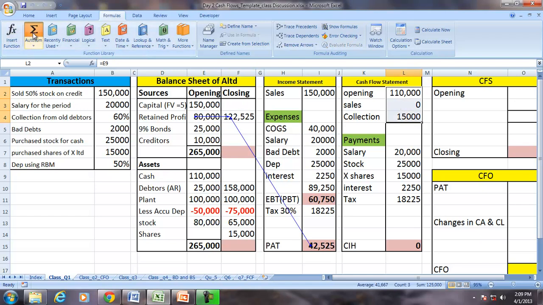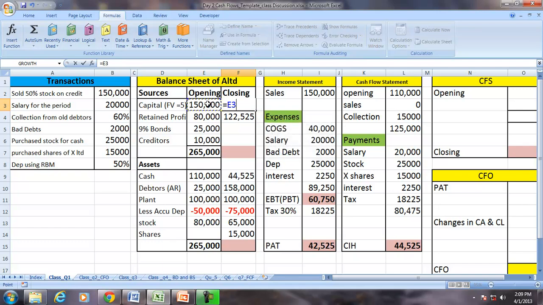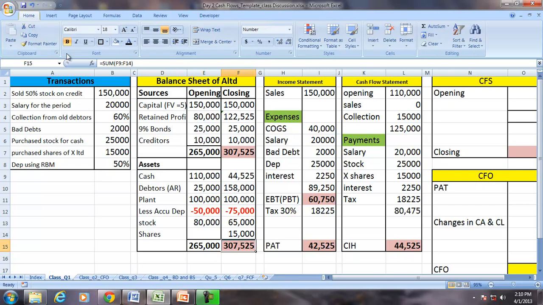We can now find the cash in hand. Cash in hand is cash available minus the cash payment. So cash in hand is an asset, and will be transferred to the balance sheet. So cash in hand and the profit, two important items on the balance sheet, depend on the income statement and the cash flow statement. Now we can close the balance sheet. No change in the capital, no change in the bonds, no change in the creditor. So the summation of the sources of the balance sheet is 307,525. The summation of the assets equals the sources, and the sources are in this case capital, retained profit, bonds and the creditors.